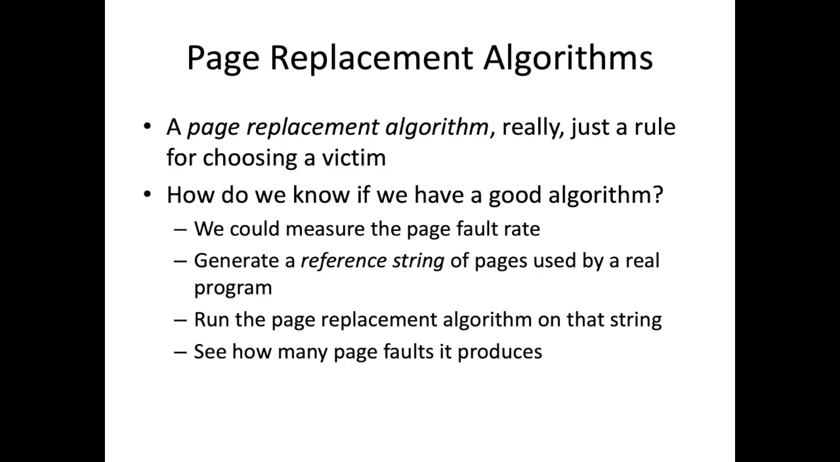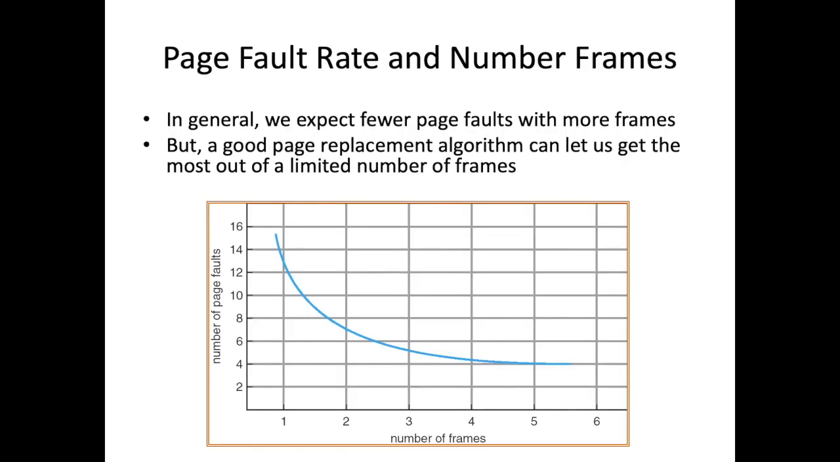Kind of asking questions like, if we did page replacement this particular way, how many page faults would we get? Would it perform well or would it perform poorly? One thing we expect, this is a chart out of your operating system, one thing we'd normally expect is if we give a process more frames, it's not going to page fault as much. That makes sense. That's what this chart is trying to show.